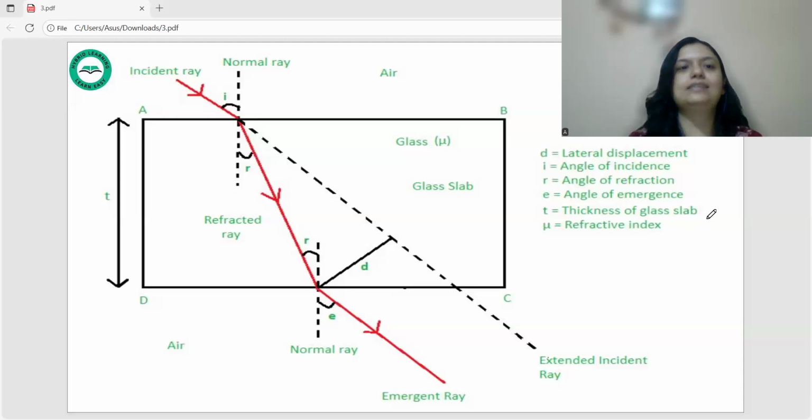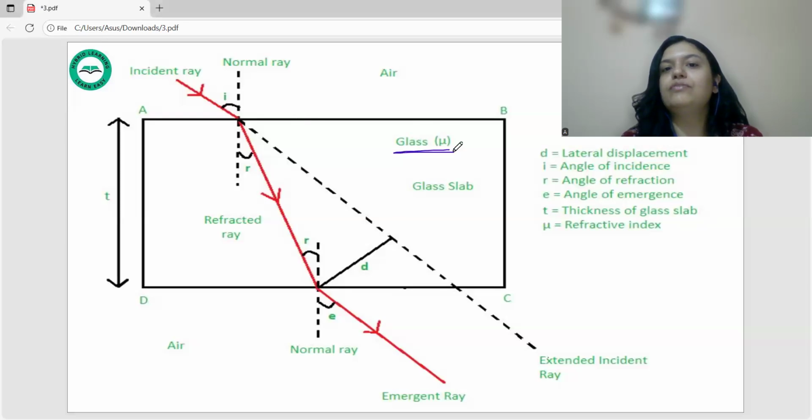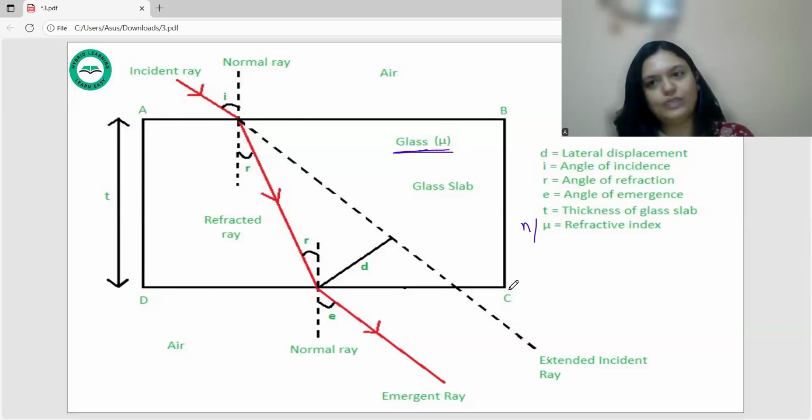Okay, let's understand. ABCD is a rectangular glass slab. Mu is the refractive index of the glass. In some books, the notation can be given as N, so you can use it as it is. T is the thickness of the glass slab. Since it's a rectangle, AB and DC will be parallel to each other.